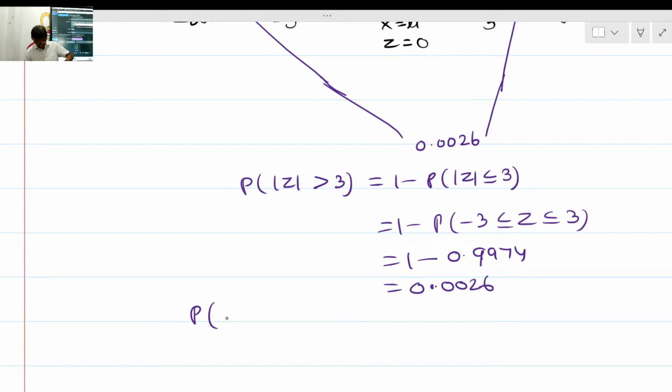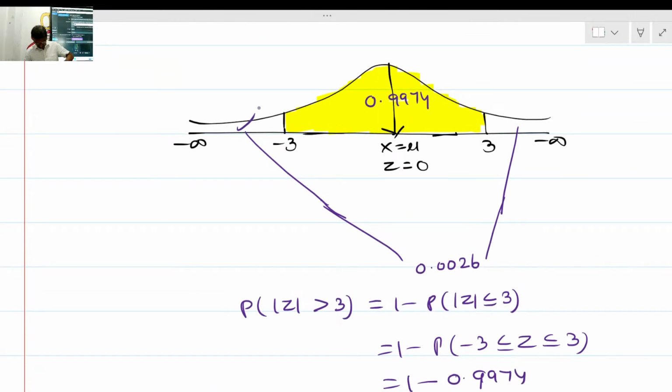Suppose your requirement is z greater than 3. That is 0.0013, which is the same as z less than or equal to minus 3. The outside areas are equal. How can you find the minus 3 to 0 area? Divide 0.9974 by 2, and that value is 0.4987. Divide by 2 and you get the required value.